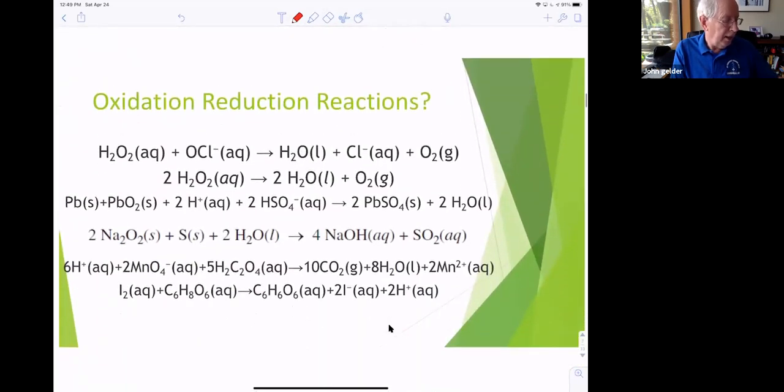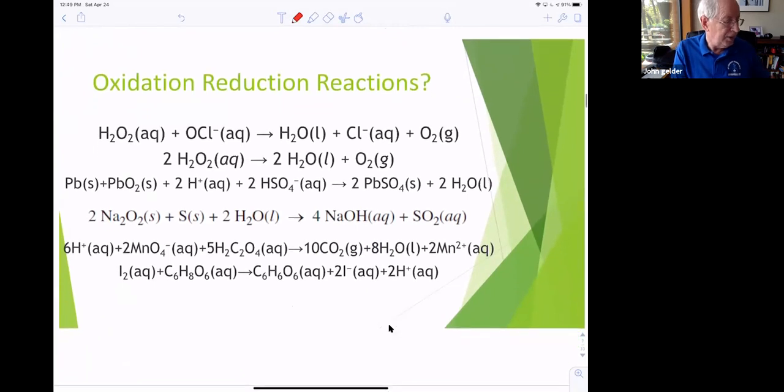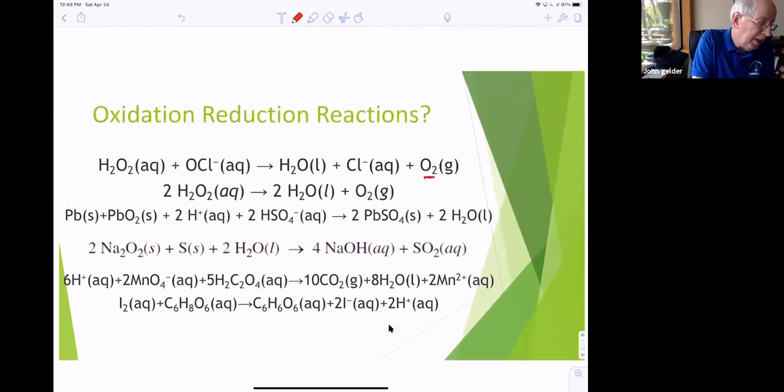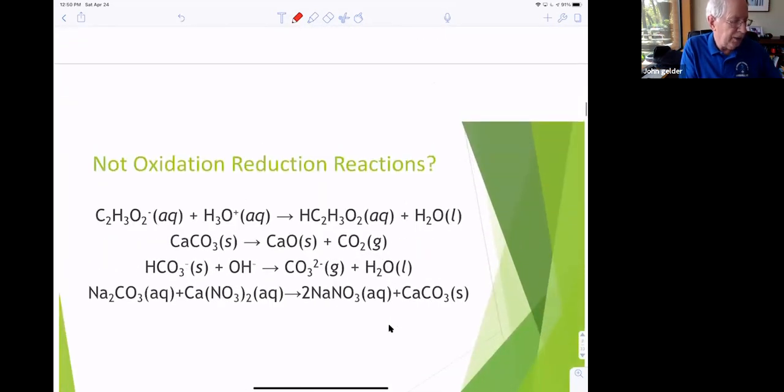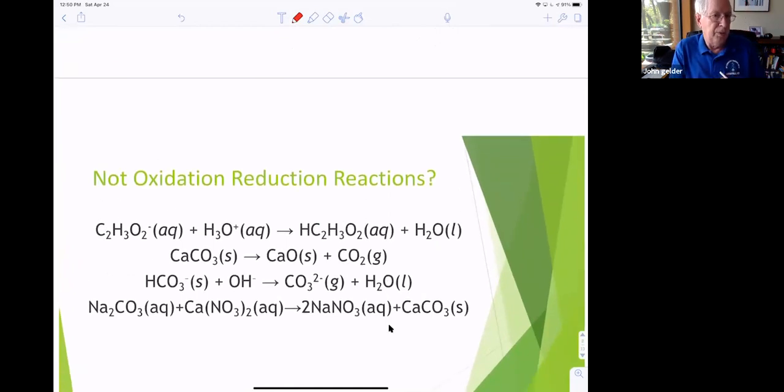And so here are a bunch of reactions, which you can look at later. These are all oxidation reduction reactions, and you can classify those by seeing, oh, there's an element here, here's an element. So those have to be oxidation reduction reactions. Over here in the third equation is an element. And these reactions are not oxidation reduction reactions, but we can classify them as neutralization reactions.